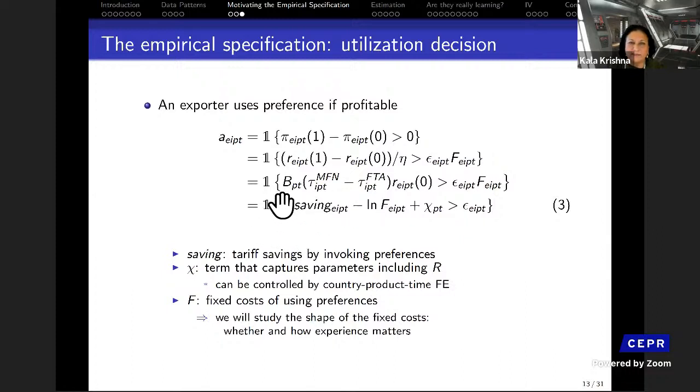And so basically this means that taking logs over here, this is going to be giving you the savings variable. BPT is going to be these product-time fixed effects. Log of F is going to be from this side coming over to this side. And then you have this new epsilon, which is the log of the epsilon. So we have our basic setup, which comes from this very simple idea. We're going to look at how the shape of this fixed cost map changes, by looking at how experience matters in utilization.